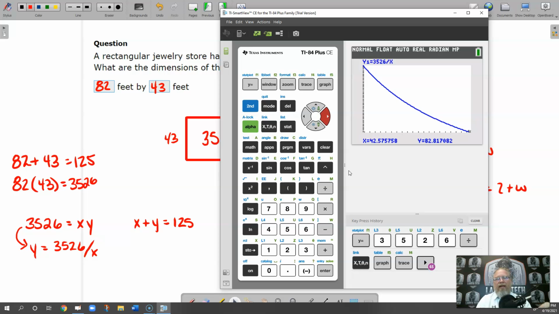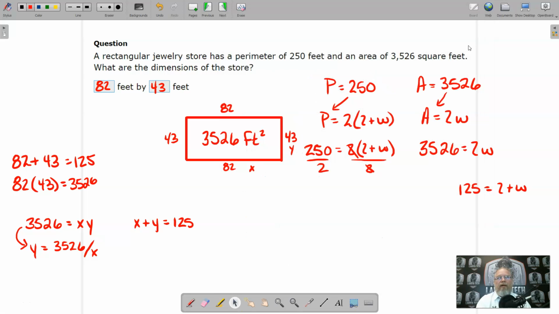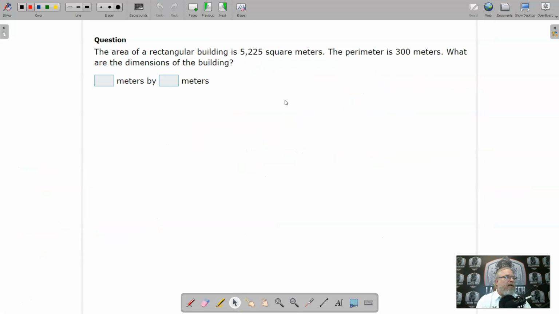So you could either guess and check, or you could put it into a y equals and solve for y, and then enter it into the stat plot, and then graph it in your y equals, and follow the graph until your x and y values add up to whatever number you were looking for. All right, pretty cool, I think. Let's go ahead and look at the next one.